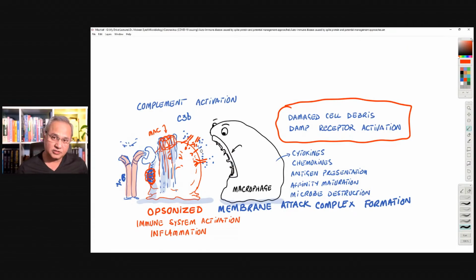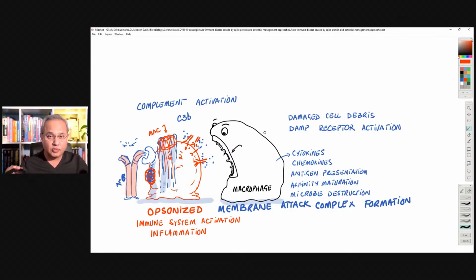When that happens, the immune system cells also have receptors for DAMPs. So they are called DAMP receptors. Macrophages have them. So macrophages are always touching the floor and feeling any damage associated patterns.